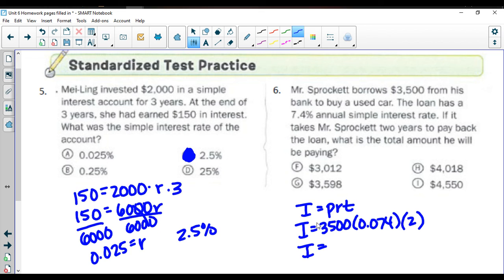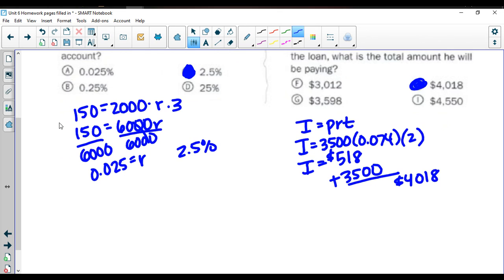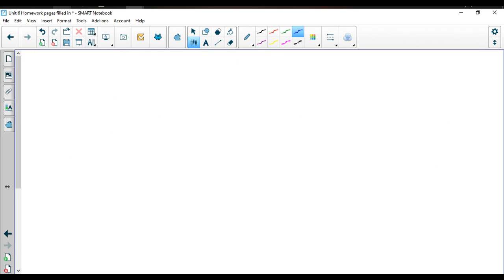It's going to be $518 in interest, but it wants the total, so we have to add that back on to the $3,500. So we are at $4,018, which is letter choice H then. So that wraps it up then for 6.10b, the practice packet page.